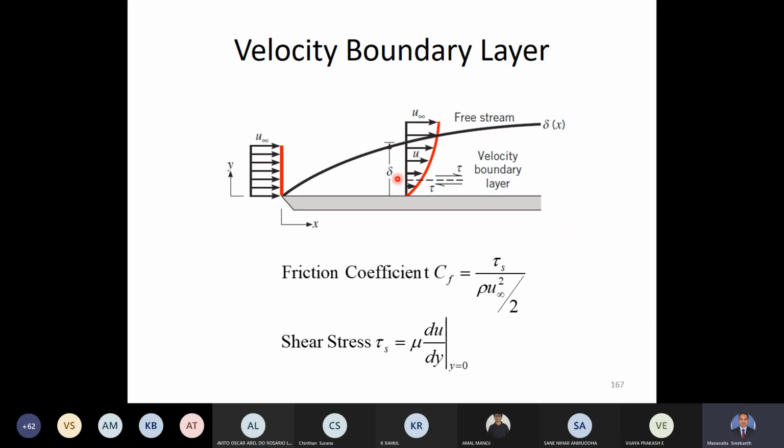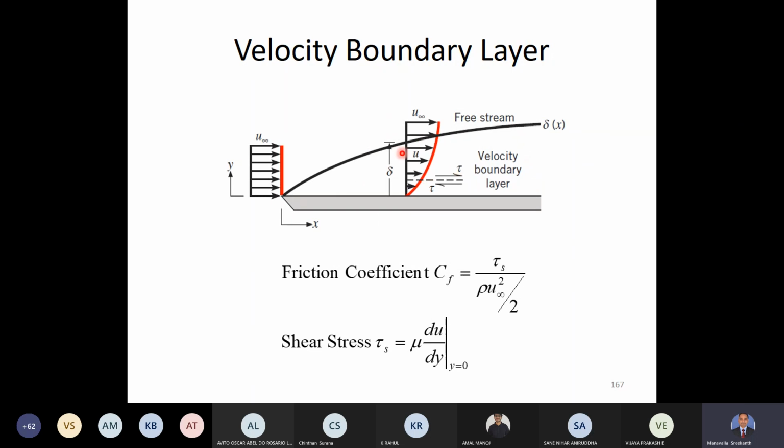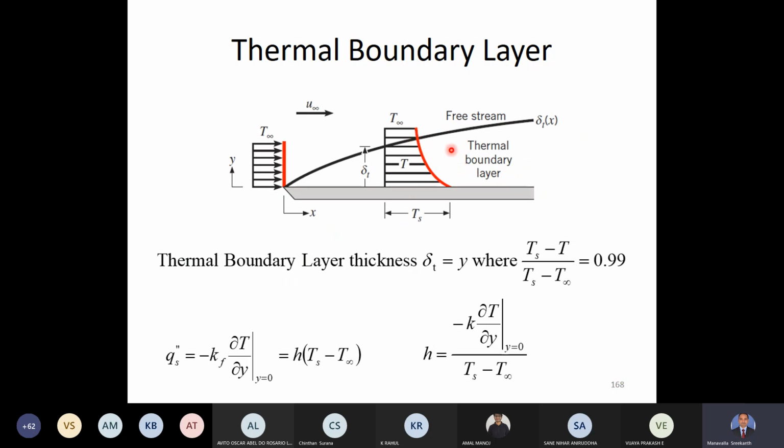Sometimes the symbol is not simply delta, it can also be delta with a subscript H. So remember, in the velocity boundary layer there will be velocity gradients, and in the thermal boundary layer there will be thermal gradients. Because of the velocity boundary layer, shear stresses are possible, and because of the thermal gradients, heat transfer takes place. Since the thermal gradients are quite steep inside the boundary layer, the heat transfer is maximum inside the boundary layer, and outside the boundary layer the amount of heat transfer is negligible. That is the significance of the boundary layer thicknesses.